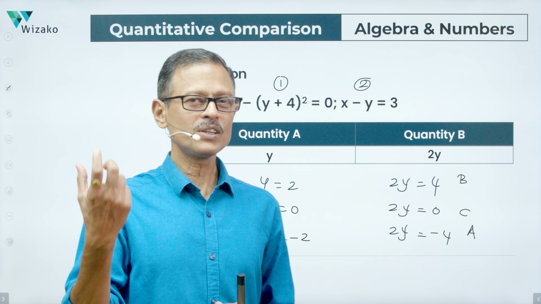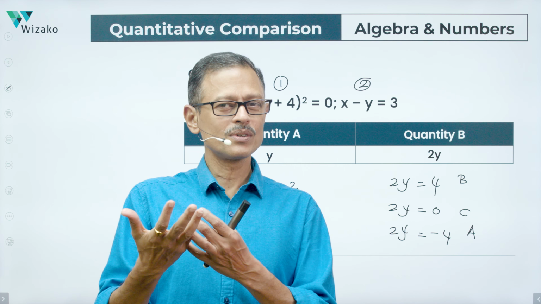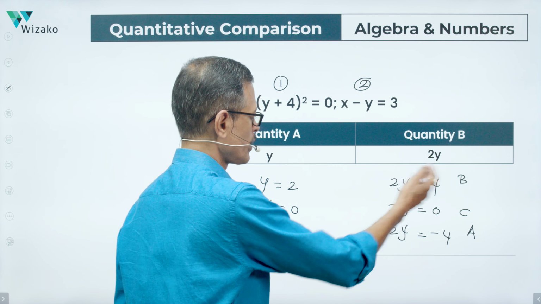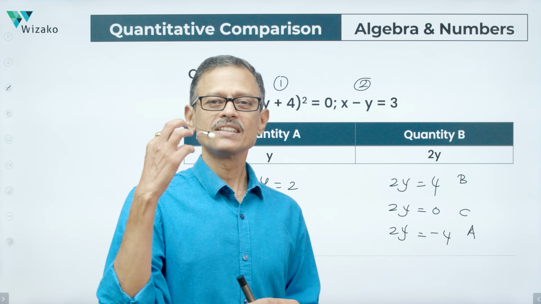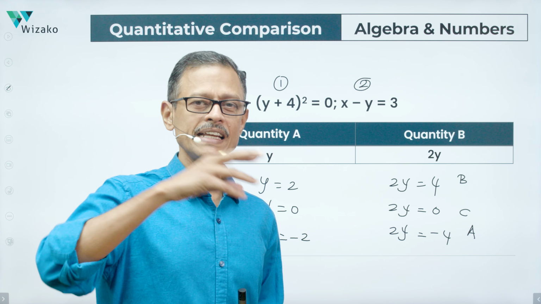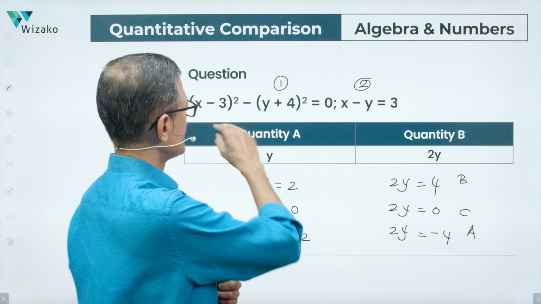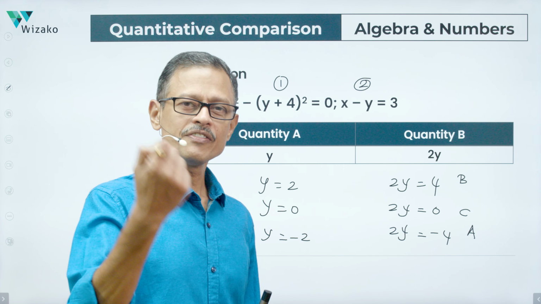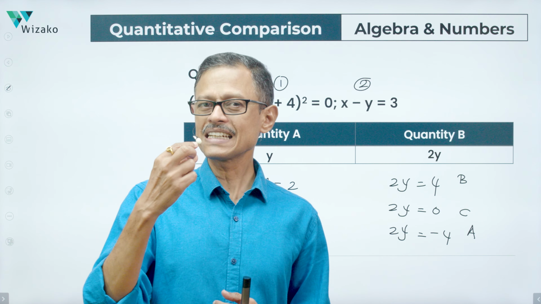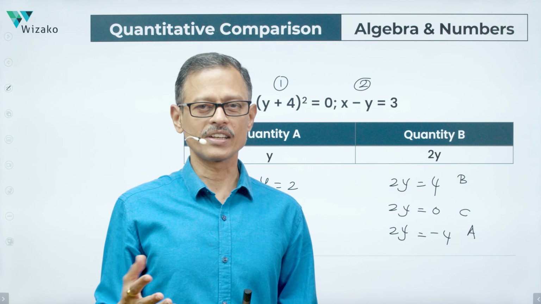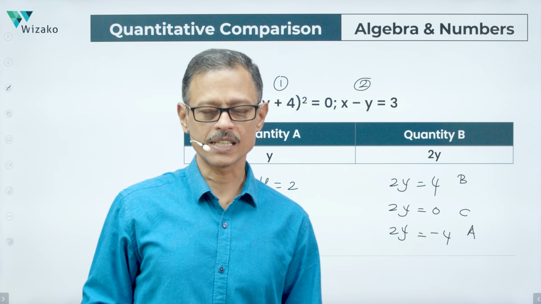So to compare y and 2y, we need to know what the value of y is, if possible. At least we need to know whether y is positive, y is 0, or y is negative. These are the turning points where the y and 2y comparison suddenly becomes meaningful. At some level, we need to solve these two equations, see if we can get a value for y, or at least know that y is positive or negative or 0, and then arrive at this conclusion. So that's the gist of solving this question.